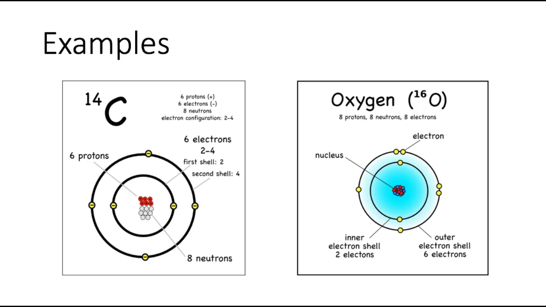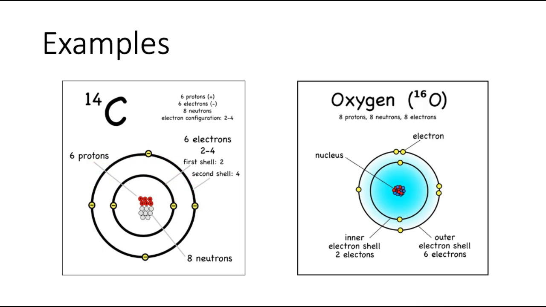So let's look at some examples here. Here we have a model of carbon. This is a Bohr model, and carbon has an atomic number of 6, so that means I'm going to have 6 protons and 6 electrons. In this example, the mass of carbon is 14, so this tells me that to find my number of neutrons, I'm going to take my mass number of 14 and I'm going to subtract my number of protons, which is 6, and that gives me a total of 8 neutrons. So in the nucleus, I show my 6 protons and I show my 8 neutrons, and then I organize my electrons outside of the nucleus in the electron cloud or the electron shells.